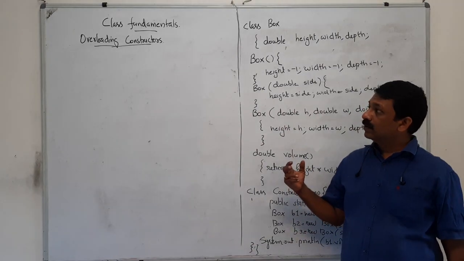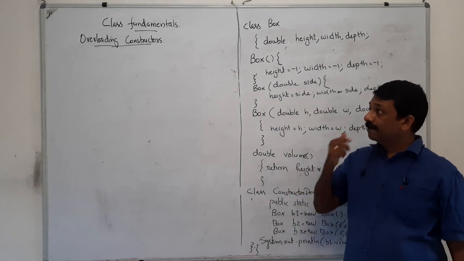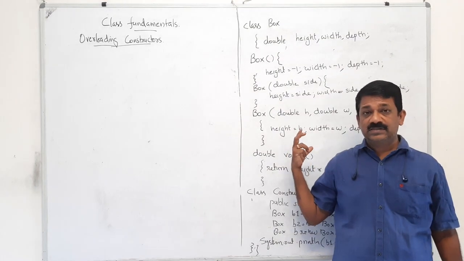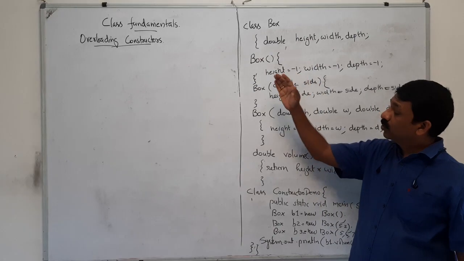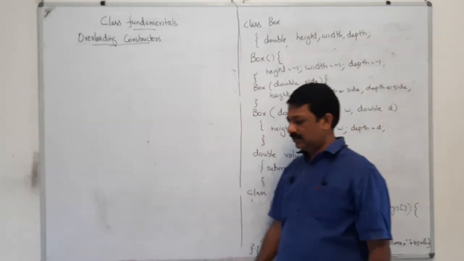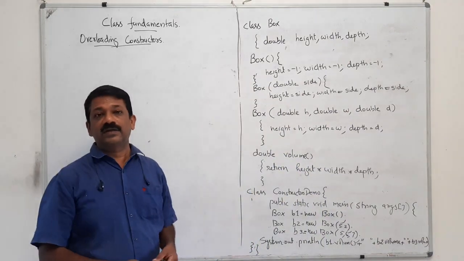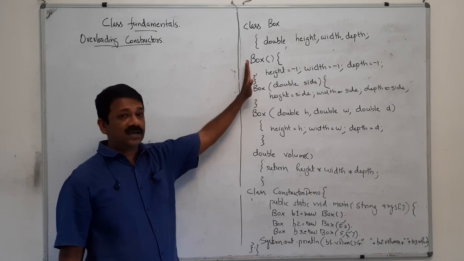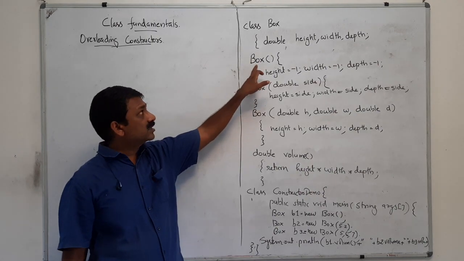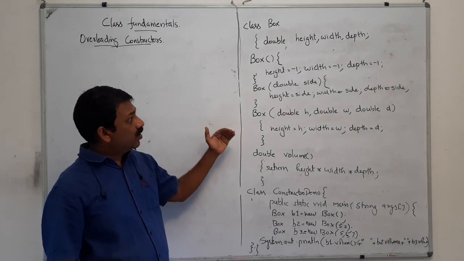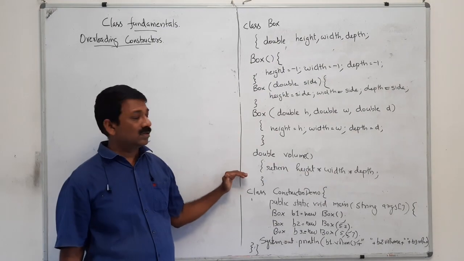Now we have been discussing how overloading can be done for methods, and as I told you, a constructor is also a method, but a constructor cannot return a value. That is the difference between a method and a constructor, and a constructor has the same name as the class name. And how to overload constructors.